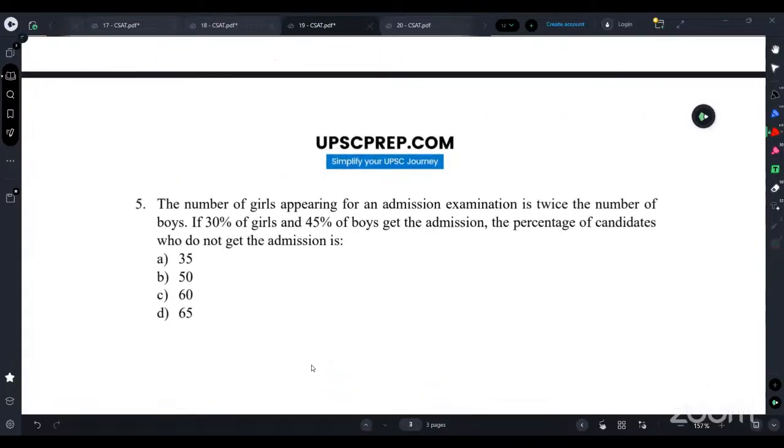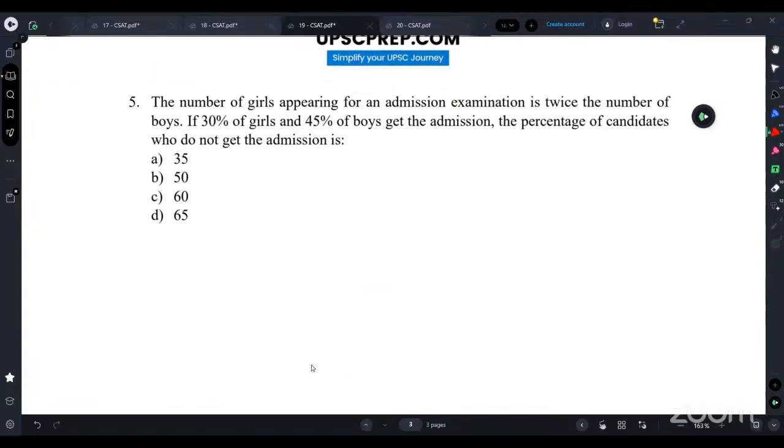Very easy question. See the last question now, guys. The number of girls appearing for an admission examination is twice the number of boys. See now, the number of girls are 2 times the number of boys, right? If 30% of the girls and 45% of the boys get the admission, find the percentage of candidates who do not get the admission. So what we will do is we have to find out the number of candidates who are not getting the admission. So we'll assume that, guys, boys are 100. Okay, so boys are 100, what will be girls? It will be 2 into 100.